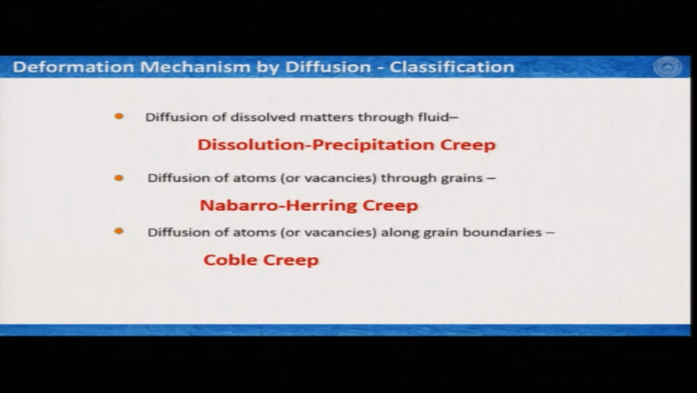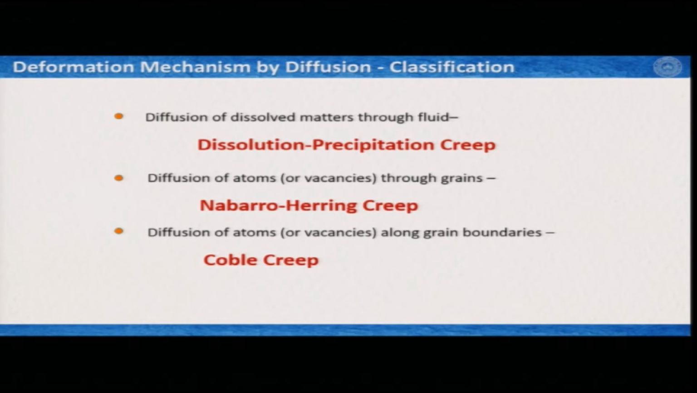So, first of all, let us classify the processes, as geologists or any science always does. The diffusion creep mechanisms are generally classified into 3 different classes. The first one is diffusion precipitation creep, or DPC. This is diffusion of dissolved matter through fluid. When that happens, it is dissolution precipitation creep.